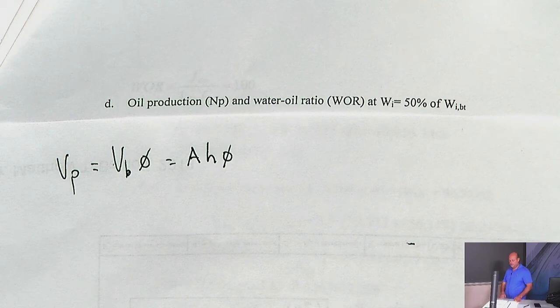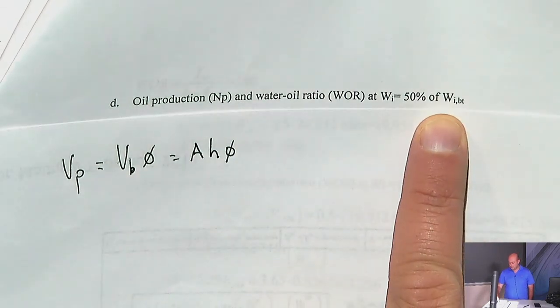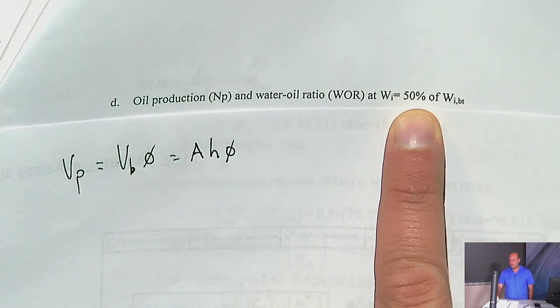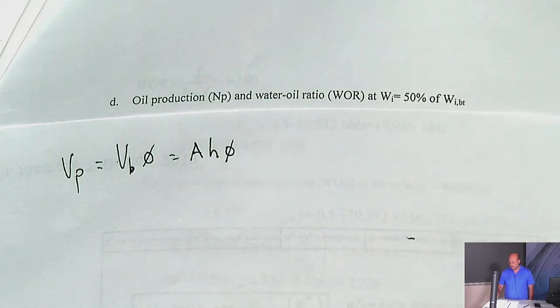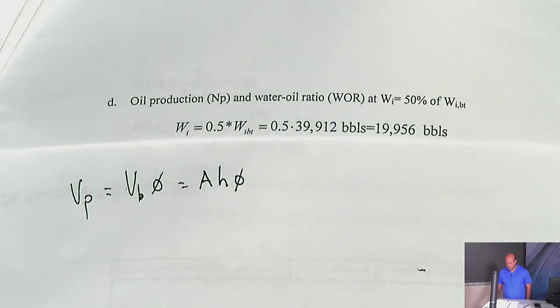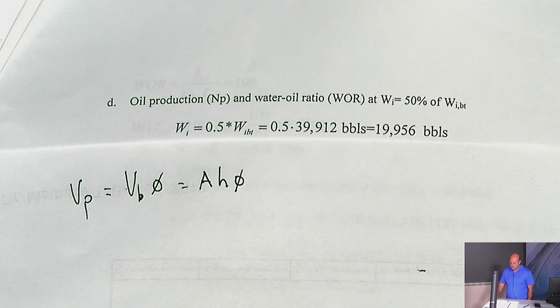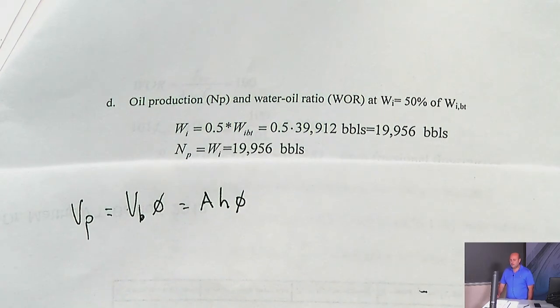So this is before water breakthrough, so we haven't produced any water yet, and this is especially true because we're at immobile water saturation. So what that really means is that for every barrel of water we've injected, we've produced a barrel of oil. So we know the water injected at breakthrough. We multiply that by 50%. That's how much water we've injected, and that's how much oil we've produced too. So the water injected is 50% of 39,000, so that's 19,000, and that's the amount of oil we produced.